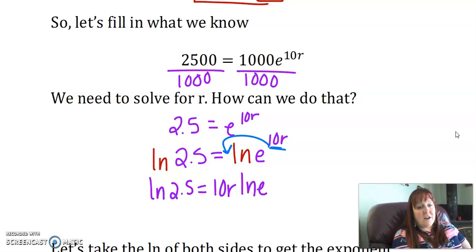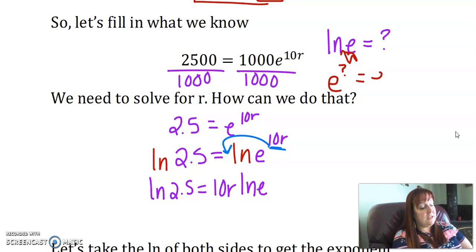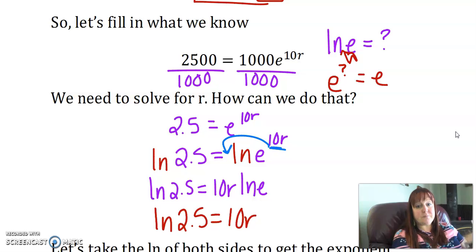Now, what is the ln of e? You might have that just right off the bat, but if you don't, remember that ln is log base e, and so we have ln of e equals what, right? So that means what exponent do I need on this base to get the argument? So the base is e. What exponent do I need on e to get e? Well, it's 1, right? So I have ln of 2.5 equals 10r times 1, which is just 10r.